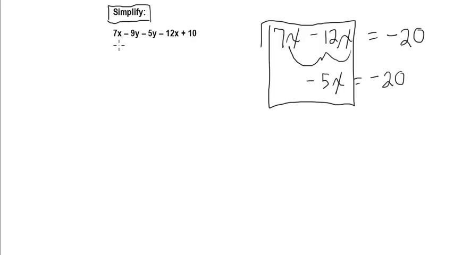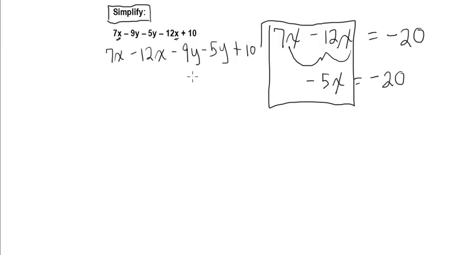So let's combine the like terms. The like terms are the ones that have the same variable at the same power. Since we have an x here and an x here, I can put them together by saying 7x minus 12x. I'm just going to move them together so it's easier to see the next step. Then I'm going to put the 9y next to the minus 5y, and that last term is the 10, and that's going to stay right there. Now we're ready to combine like terms.